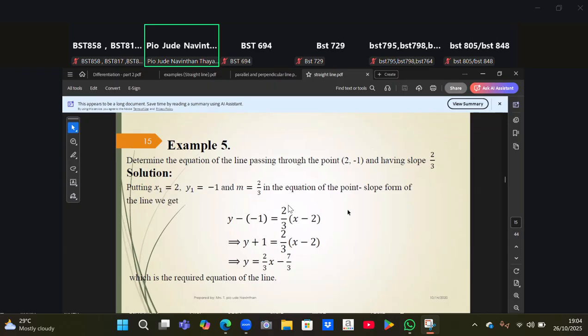So you can bring this minus 1 to the other side, and you can take this bracket, right? We can multiply that bracket by 2 by 3: 2 by 3x minus 4 by 3. This minus 1 will come here. So minus 1 minus 4 by 3. Therefore, if you simplify, you will get 7 by 3. So this is the required equation, right? What they ask is the equation. So this equation is that, right?